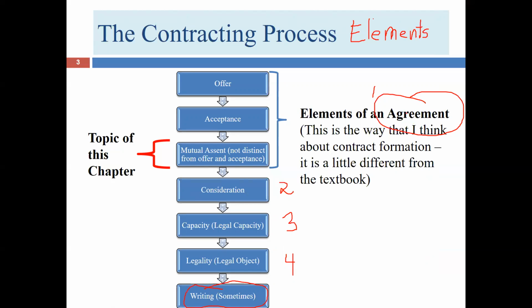Our agreement element has 3 sub-elements: offer, acceptance, and mutual assent. If we are lacking an offer, we don't have an agreement. If we're lacking an agreement, we don't have a contract. If we have an offer but no acceptance, we're lacking an agreement, therefore we're lacking a contract. If we have an offer and acceptance, but somehow the acceptance does not qualify as mutual assent, then we are lacking an agreement and we don't have a contract. So it's important that we have all 3 of these. They're all essential to having an agreement. And again, this is the topic for this particular chapter.